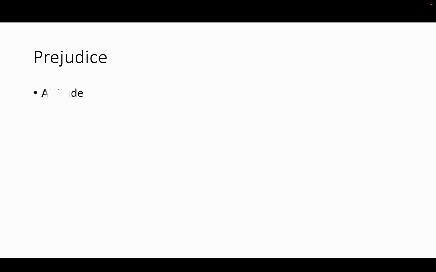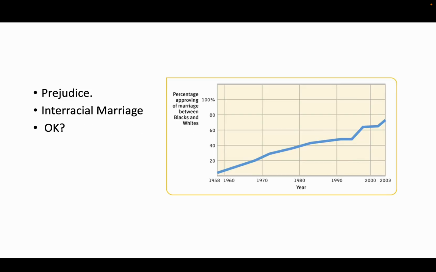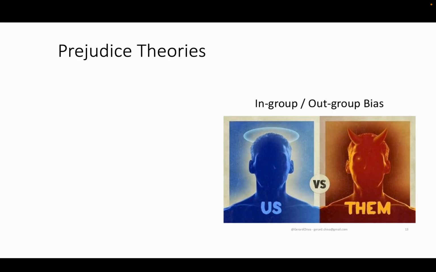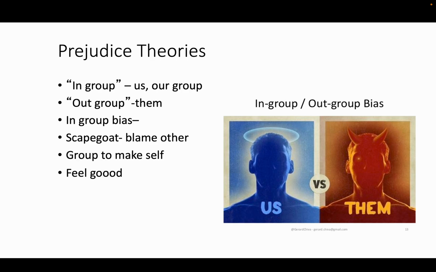Prejudice, there's a lot on this, but the main one to be aware of is this: a stereotype is like a schema for a group. Attitude is a stored value. Prejudice is a negative evaluation, okay? The main one to be aware of is in-group, out-group. We have an in-group bias. We like our group more. We dislike the other group. That's in-group, out-group bias. And basically, scapegoat is when we blame another group. That's a very famous prejudice theory.